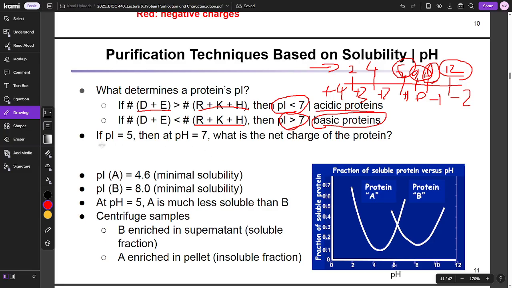So you should be able to do this. If the pI is 5, then at pH 7, what is it going to be? Well, if the pH is above the pI, then we're going to be negatively charged. We're going to be in the basic form. So it's probably going to be negative.